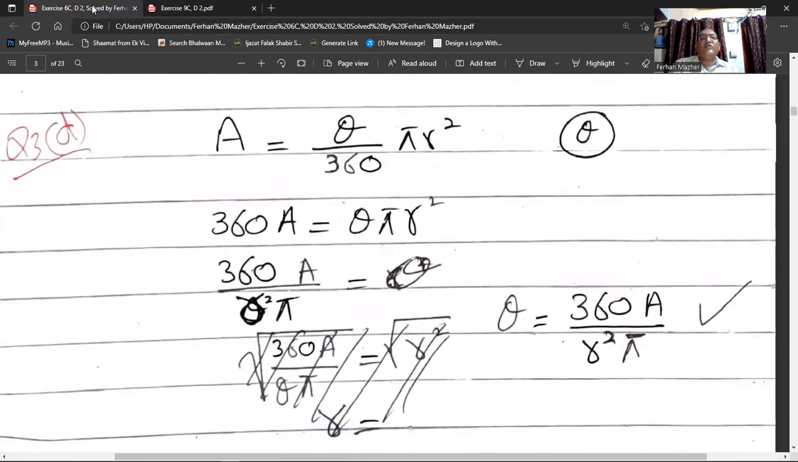So here we go. A equals theta divided by 360 times pi r squared. I want theta to be alone, so take this 360, which is dividing there, to the other side, and it will multiply there. So you will have 360A equals theta pi r squared.